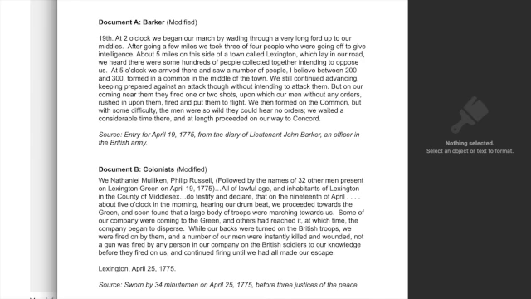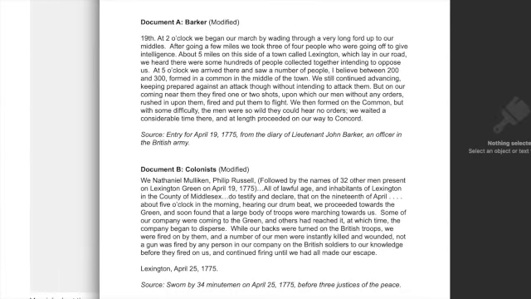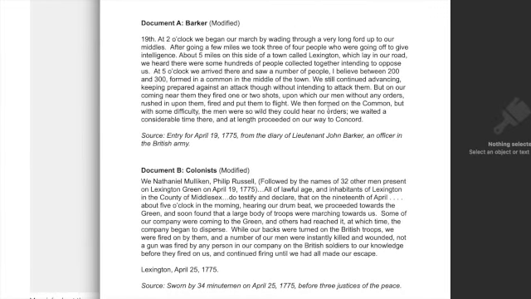Alright, so here's our documents that we'd look at in relation to these paintings and this topic. If you look at this one, it's by someone called Barker, John Barker, an officer in the Army. I'll read it aloud just to make things a little easier.